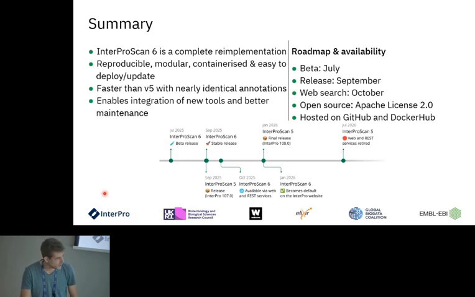In terms of roadmap, we already have a beta that was released a couple of weeks ago, and we aim to have a stable release in September. We'll still maintain support and release InterProScan 5 for a couple more months, but if you use InterProScan 5 in your research or in your service, I really encourage you to test InterProScan 6 and let us know what works or what doesn't.